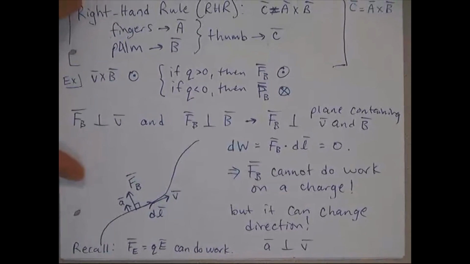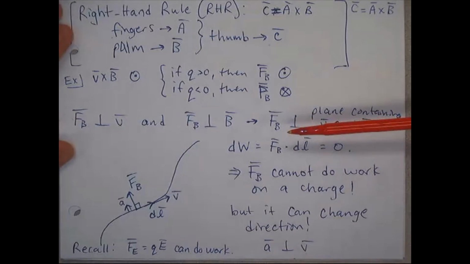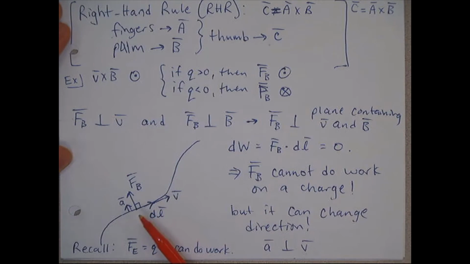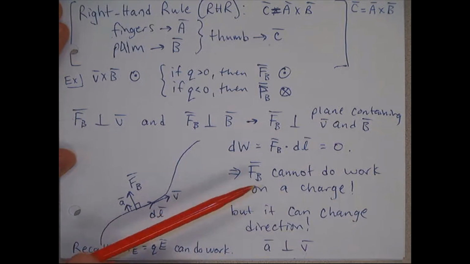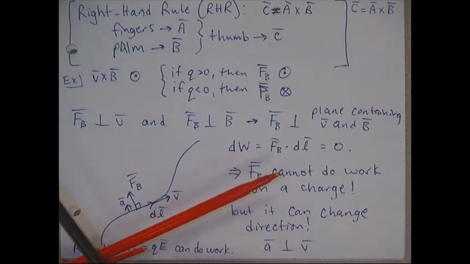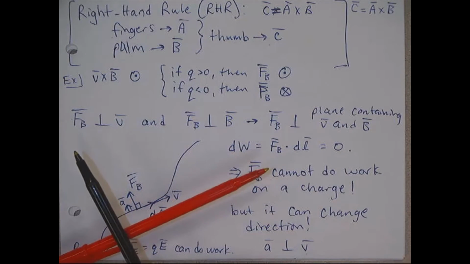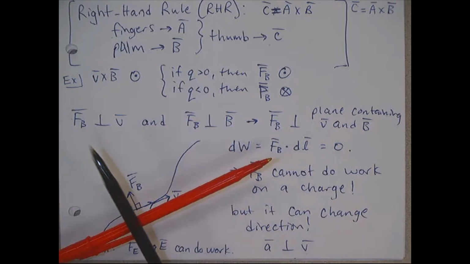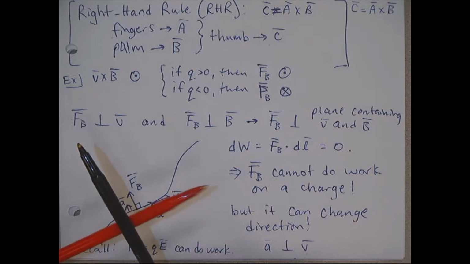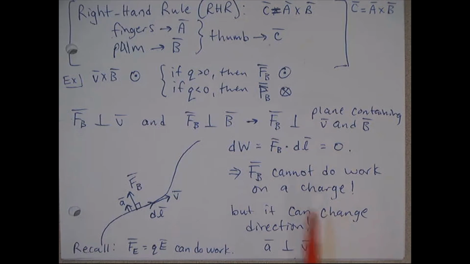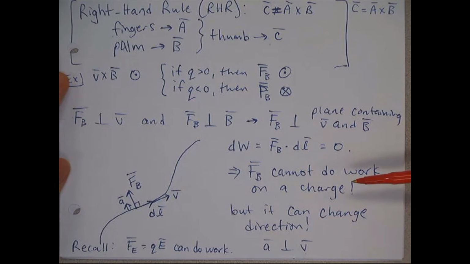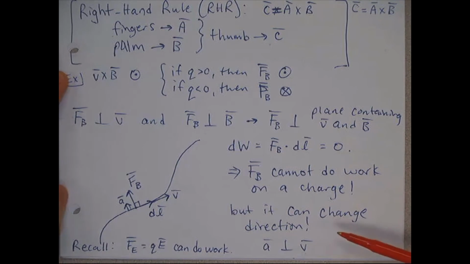If you look at the work which is done by that magnetic force on the charge during any trip, you notice that the dot product of magnetic force with your dl vector in the direction of velocity, that's always 0. That dot product has to be 0 because your force is perpendicular to the direction of motion. We conclude that the magnetic force cannot do work on a charge. However, it can change its direction.